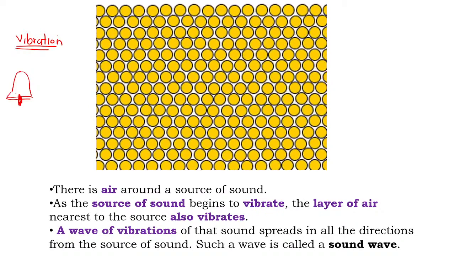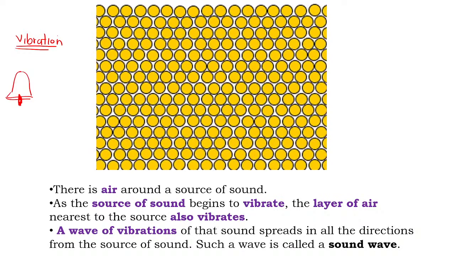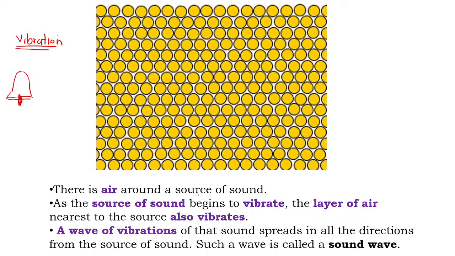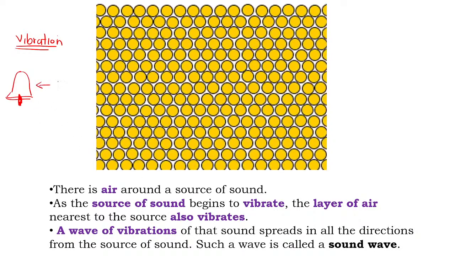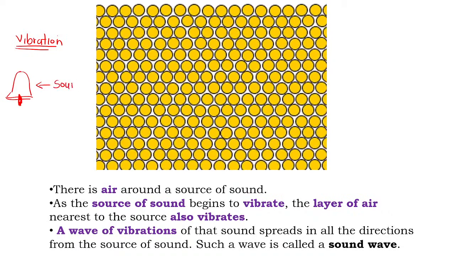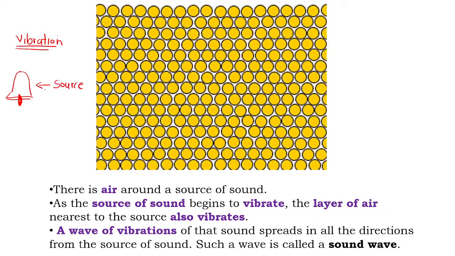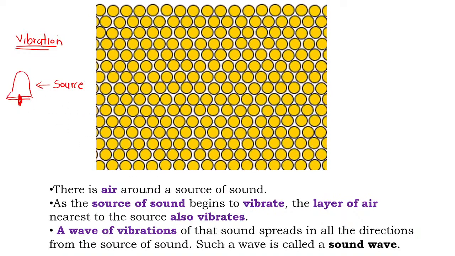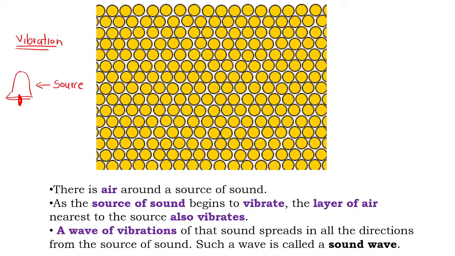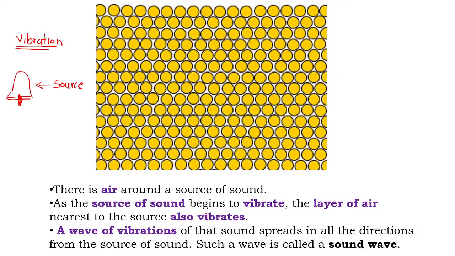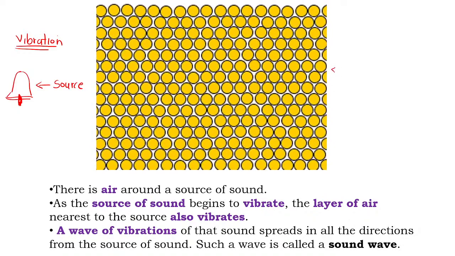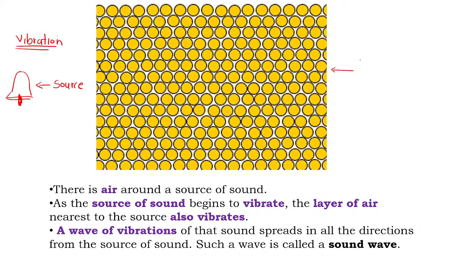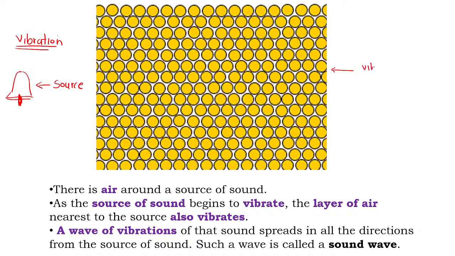Now let's see in detail what exactly is happening. There is air around that source. Let us consider the bell as the source of sound. Now when I strike it, it will produce sound, and the air around it will also begin to vibrate. There are air molecules. You can see this animation. In this animation, can you see these molecules moving up and down?